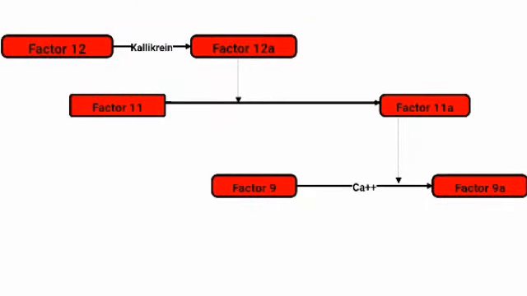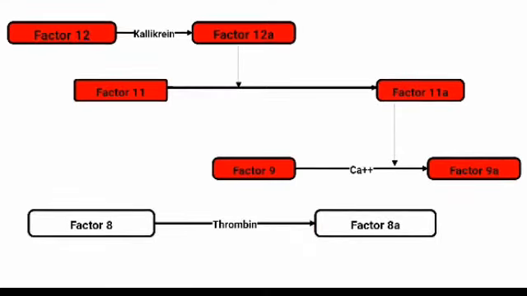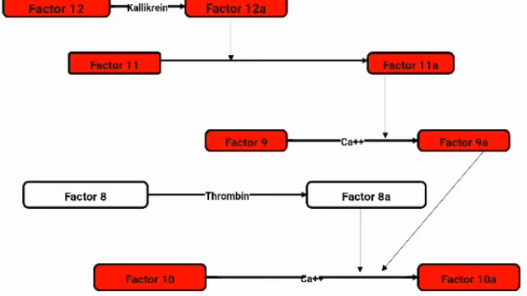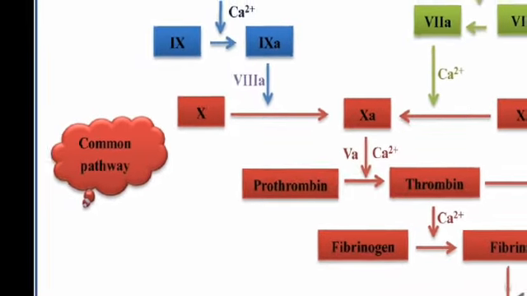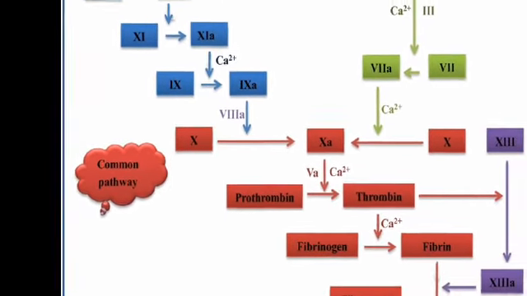So, factor 11A along with calcium ions activates factor 9 to factor 9A. Comes factor 8. Factor 8 is activated by thrombin to factor 8A. Factor 9A plus factor 8A along with calcium ions activates factor 10 to active factor 10. After the activation of factor 10 starts the common pathway.